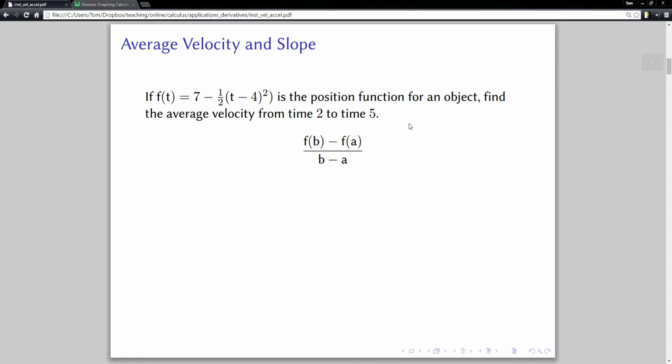We would use the average velocity formula, plug in the 5 and the 2 in the right places. If I plug a 5 in here, I'll wind up with 6.5, right? And if I plug a 2 in here, I'll wind up with a 5. Okay, and then on the bottom, 5 minus 2 is 3. 6.5 minus 5 is 1.5, and divided by 3, that comes out to be a half. Okay, so let's take a look at this on Desmos.